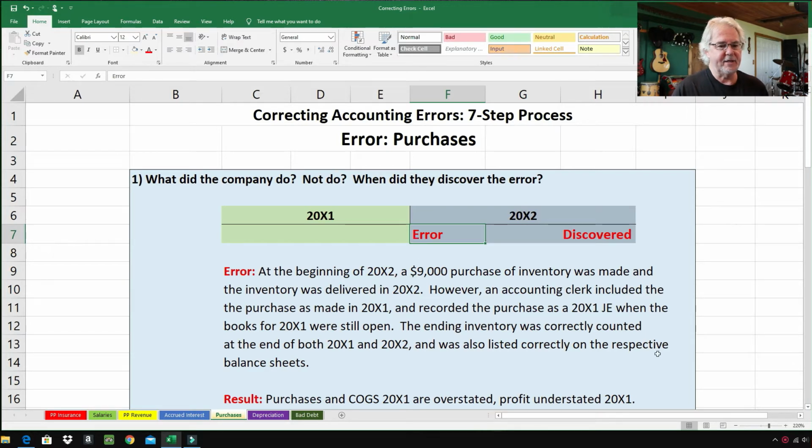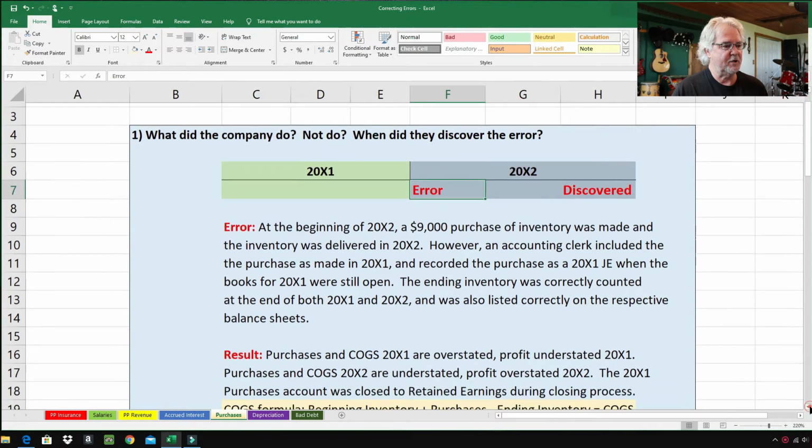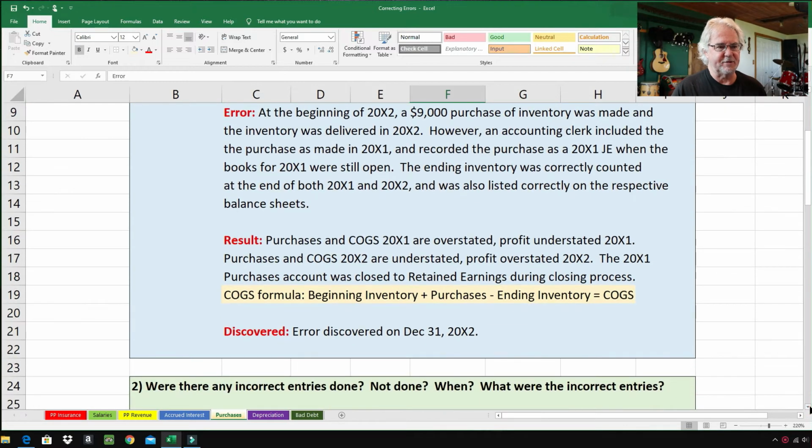So coming down here to the next step, the result. So what does this mean? So they made a mistake. What's the result here? What are the implications? So purchases and cost of goods sold for 2001 are overstated. Profit understated for 2001. And this all comes down to the cost of goods sold formula.